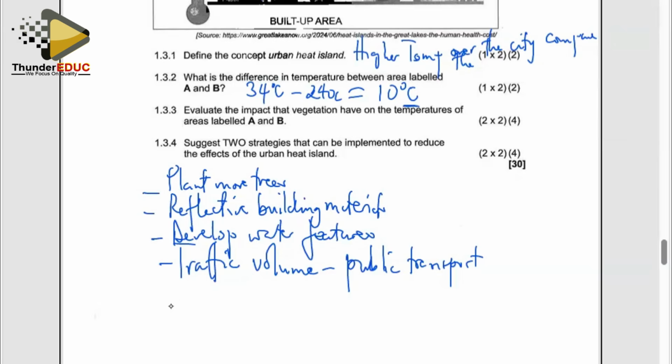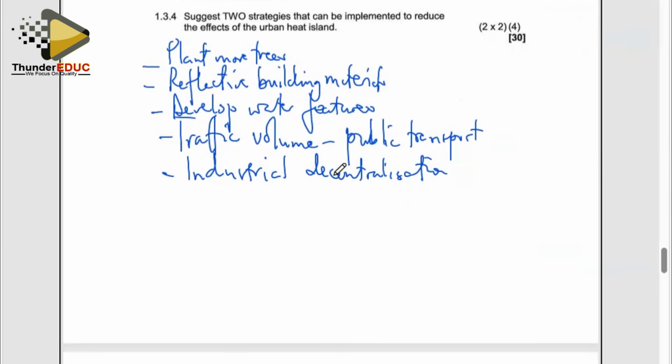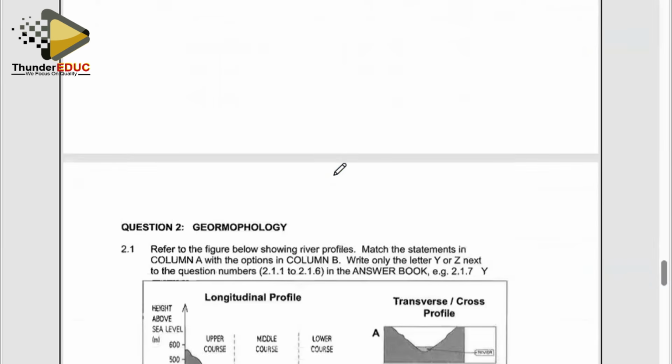You can also look at industrial decentralization. It's also another strategy. We can decentralize industries so that we do not have high volumes of pollution into the atmosphere, which is going to absorb heat. Right, there are so many strategies that we can talk about. We can talk of other things which are not mentioned here, but we're not saying that is all.